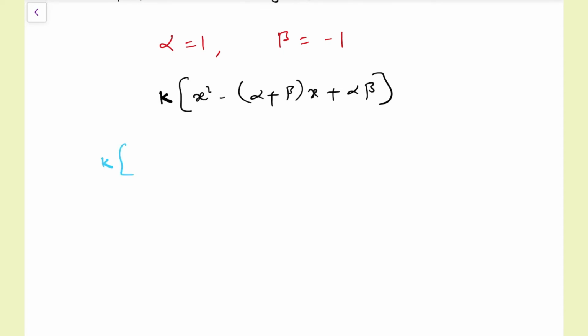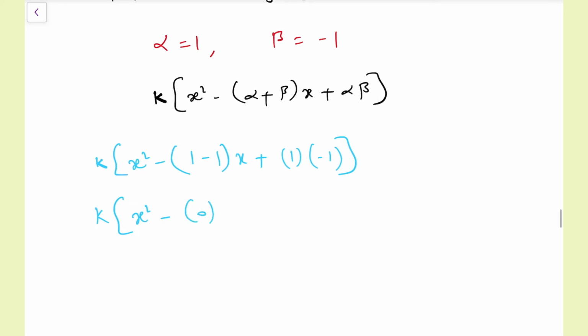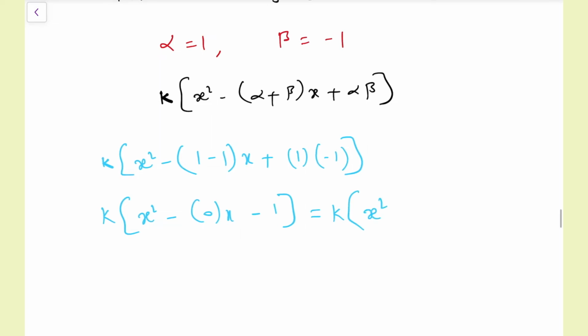K as it is into x square minus alpha is 1 and beta is minus 1 into x plus alpha is 1 into beta is minus 1. K into x square minus 1 minus 1 is 0. So 0x plus minus into minus 1 is 1, which equals k into x square. This 0 term I am removing completely because it's no use. So minus 1 as it is. K we can remove it. So the required polynomial is x square minus 1.